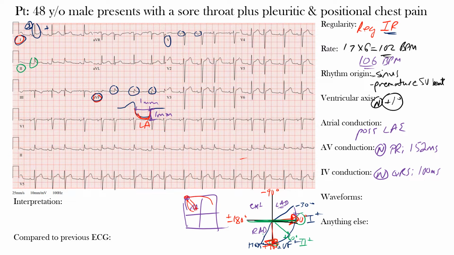The PR segment appears to be depressed in some leads, like leads 1, AVL, and maybe lead 2, and in lead AVR we seem to see some PR elevation. So let's take a look at that. What does that mean?